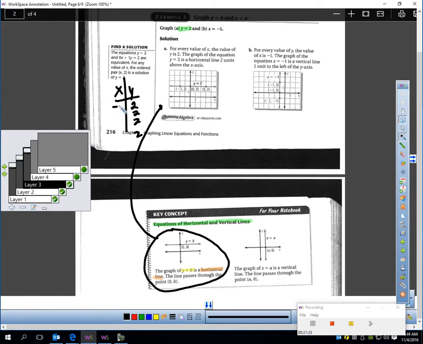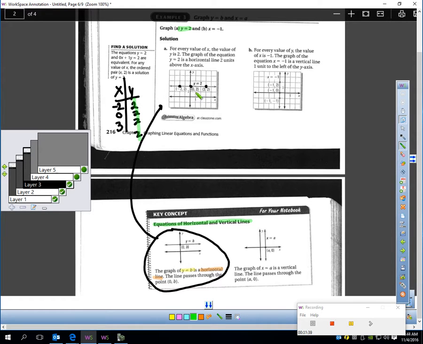If I plug in negative 2 for x, I'd get y as 2. If I plugged in 0 for x, I'd get y as 2. If I plugged in 3 for x, I'd get y as 2. So let's plot those points. Negative 2, 2 is here. 0, 2 is here. And 3, 2 would be 3 right, 2 up. Do you notice how this line, can you see how the y values are always a 2? That's why a horizontal line, in this case, would have the equation y equals 2.